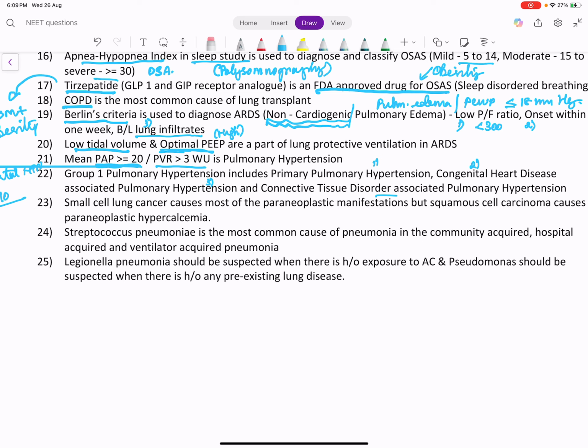Now about lung tumors. Small cell carcinoma is very important because it causes most of the paraneoplastic manifestations like Lambert-Eaton myasthenic syndrome. It can cause SIADH and hyponatremia.